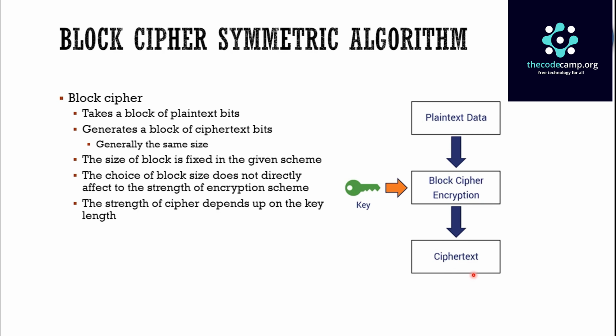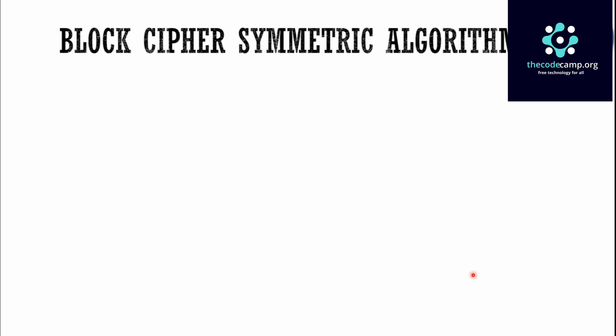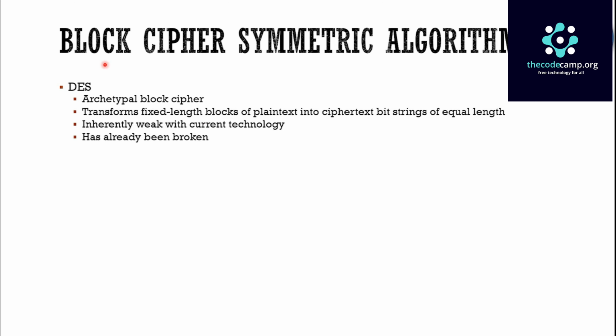Here are some block cipher symmetric algorithms, and yes, you need to know this. The good old DES, Data Encryption Standard. This was broken in 1997, 1998. Basically, there was a challenge: can you crack DES? So this is like the granddaddy of block ciphers. You take these fixed length blocks of plain text and you turn them into fixed length blocks of ciphertext. It's inherently weak by today's standards. It was broken a long time ago.